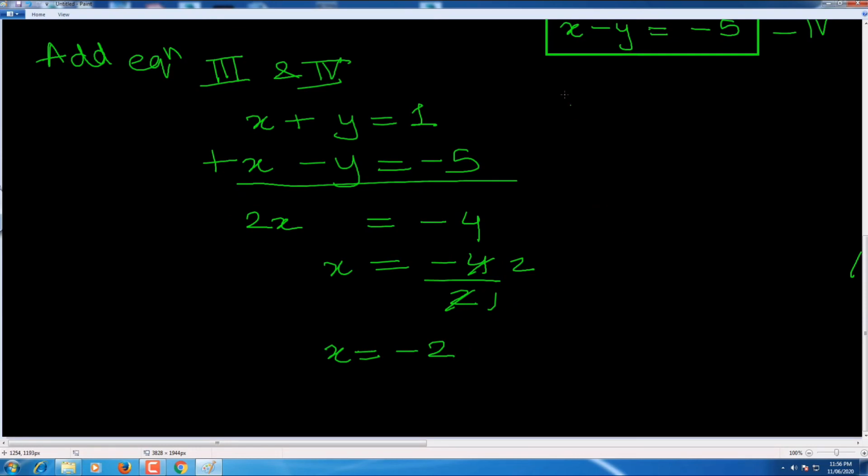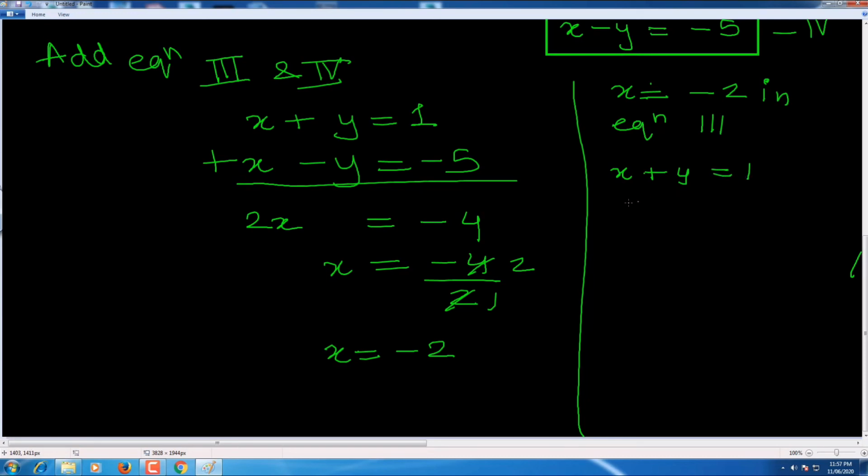Now let us substitute this value of x in whichever equation you think is easy. So I'm going to place it in equation 3, x + y = 1, because it is easy and we will easily get the value of y. So placing the x value, minus 2 + y = 1, y = 1 + 2, because minus 2 becomes plus on that side, so y's value is 3.